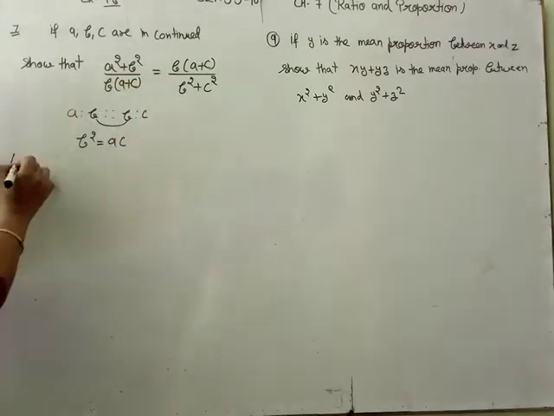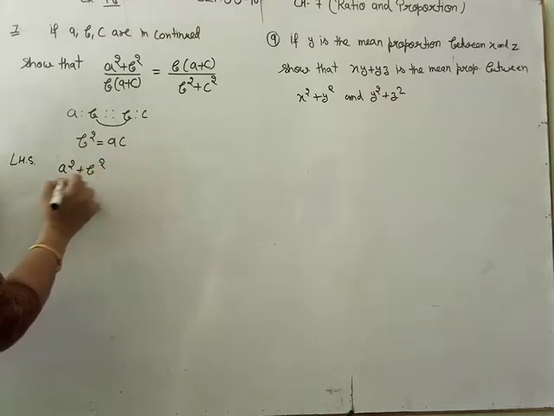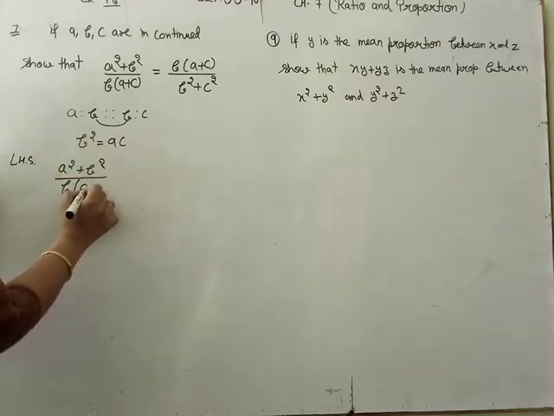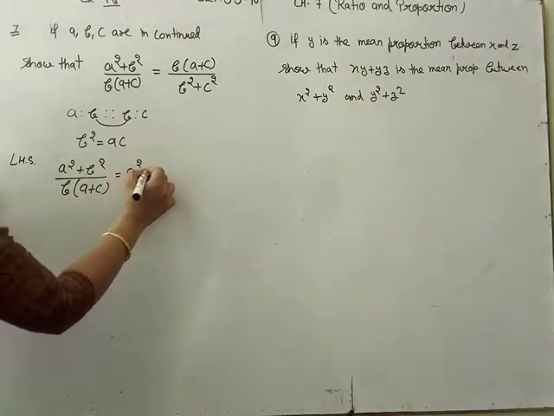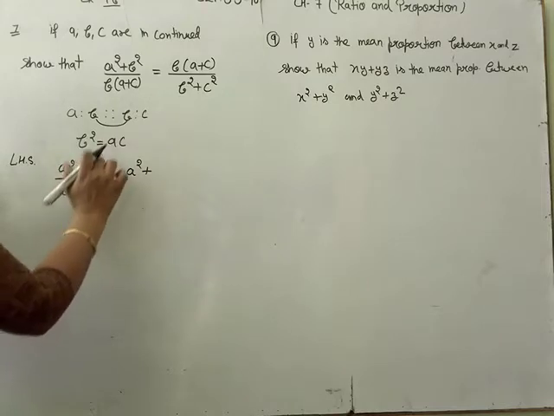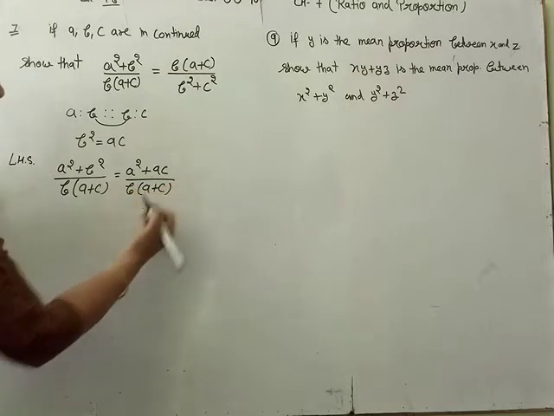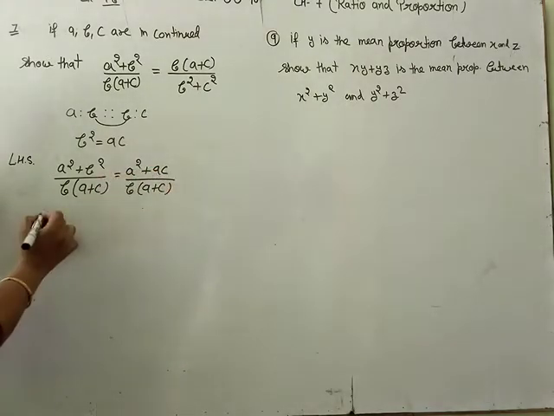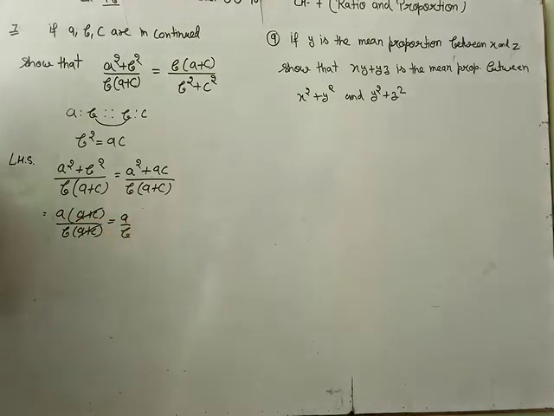Then we take the left hand side, and this equals (a square plus b square) divided by b into (a plus c). Okay student, then we write a square as it is, plus, in place of b square we write ac, divided by b as it is, (a plus c). Then a is common in the numerator, a(a plus c) divided by b(a plus c). A plus c cancels out, and it is equal to a by b. Okay. Next we take the right hand side.